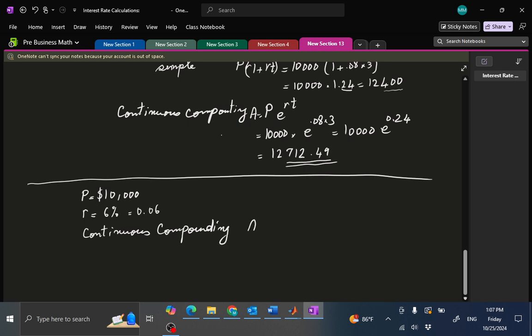Remember, the formula for that was the accrued amount is the principal times the exponential of r times t. Question is, how long before our money doubles?